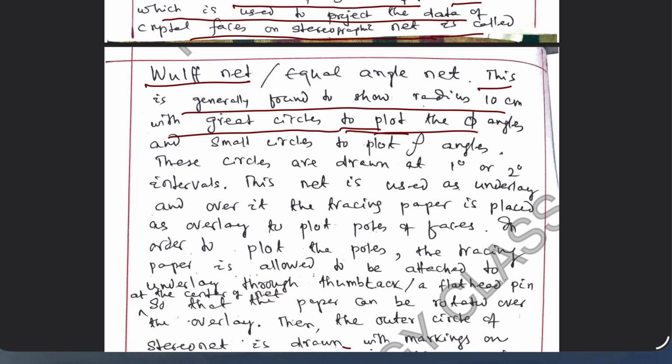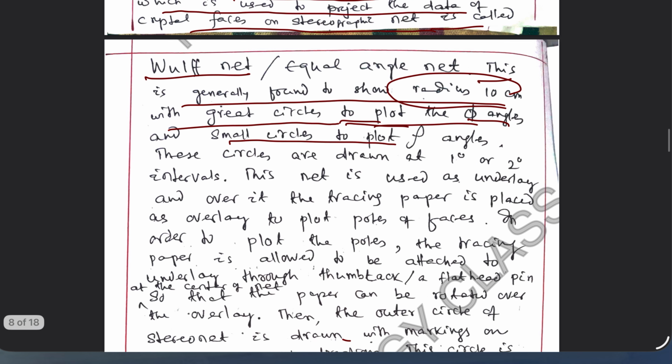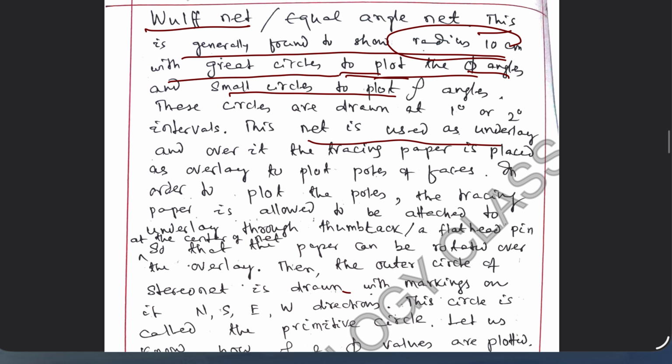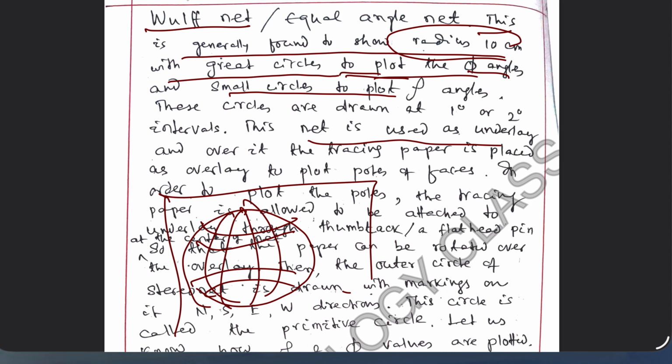The 10 centimeter radius is the 10 centimeter Wolf net, where the great circles are the phi angles and the small circles are the rho angles. These circles are drawn at 1 degree or 2 degree intervals. This net is used as an underlay, because over this net we place a tracing paper or transparent sheet.